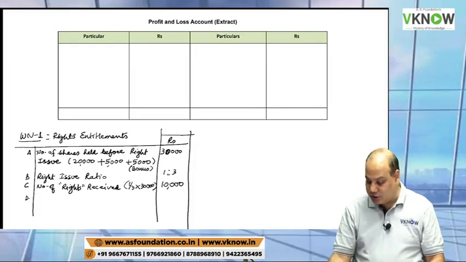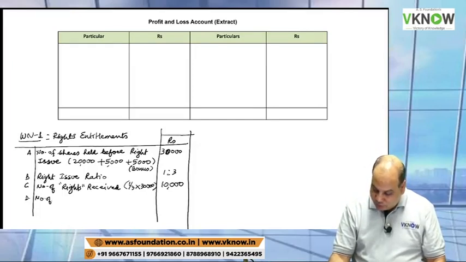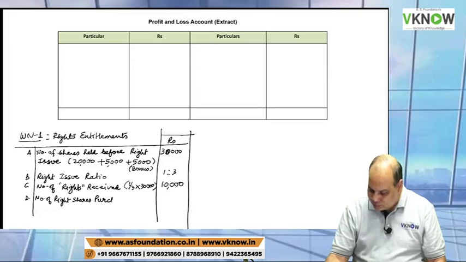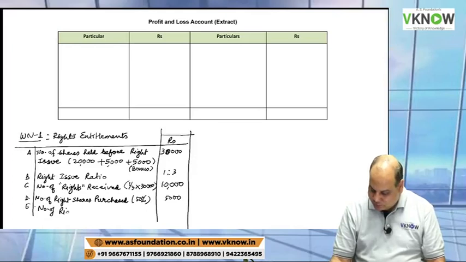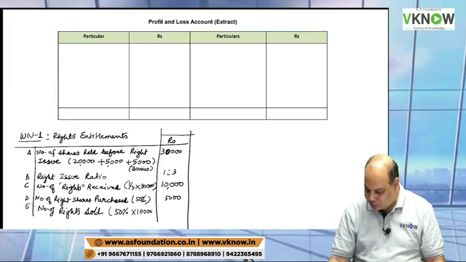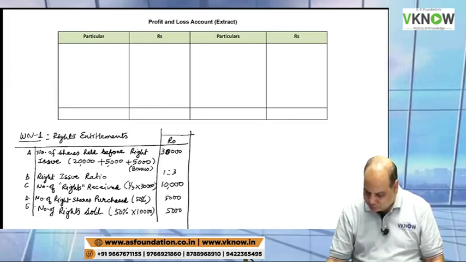What about other candidates? Number of right shares purchased: 50%, that is 5,000 shares. Point E, number of rights sold: 50% into 10,000, again 5,000.